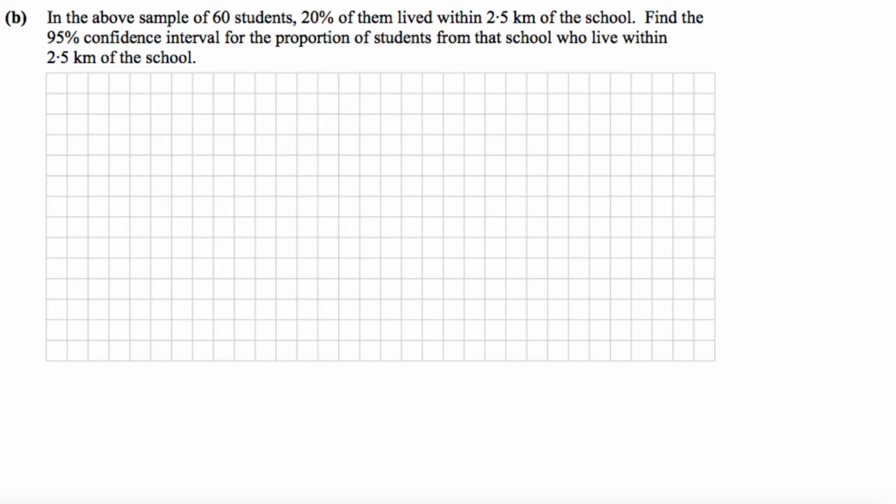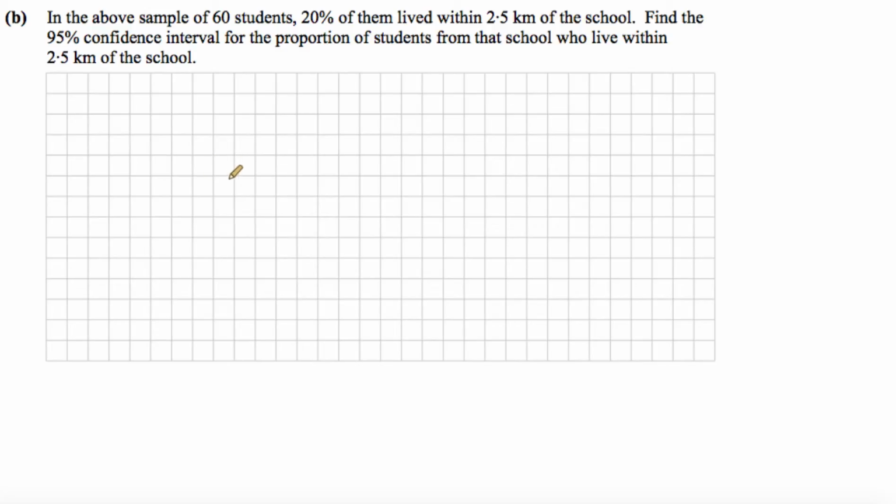So this is question 2b from the 2015 sample questions on inferential statistics. The question says, in the above sample of 60 students, 20% of them lived within 2.5 kilometers of the school. Find the 95% confidence interval for the proportion of students from that school who live within 2.5 kilometers of the school. Okay, so we're looking for the confidence interval for a population proportion.